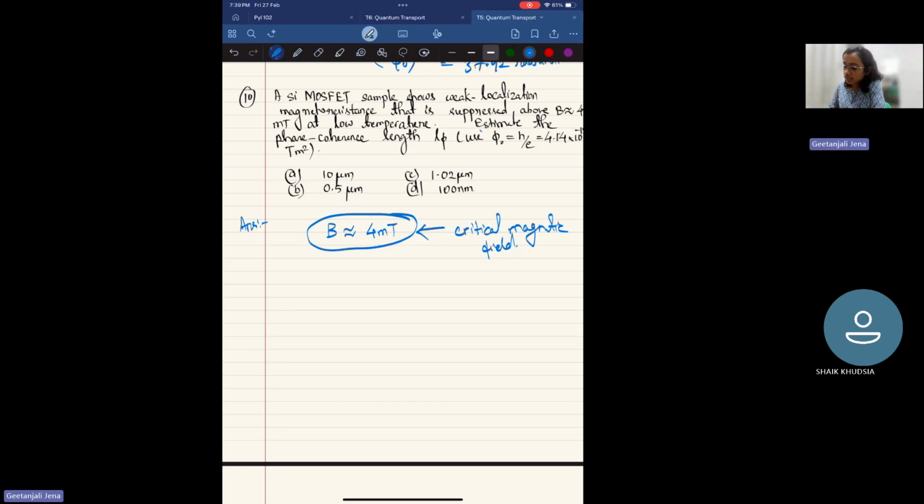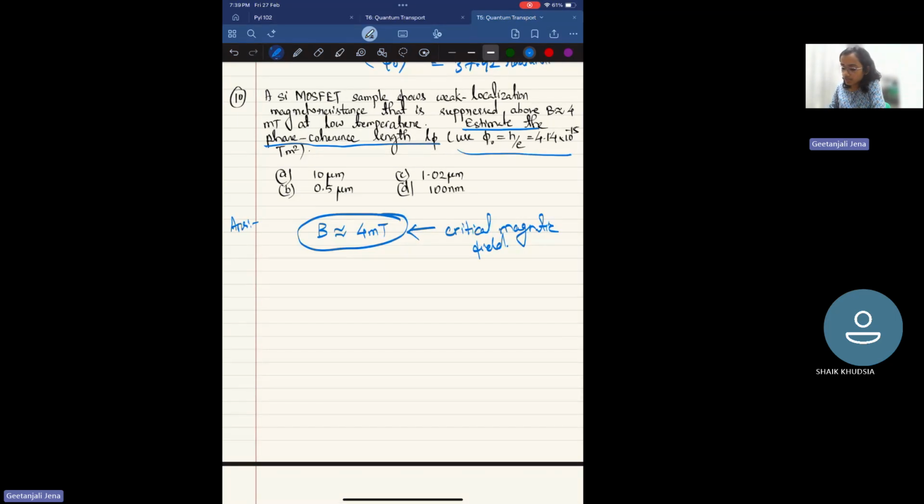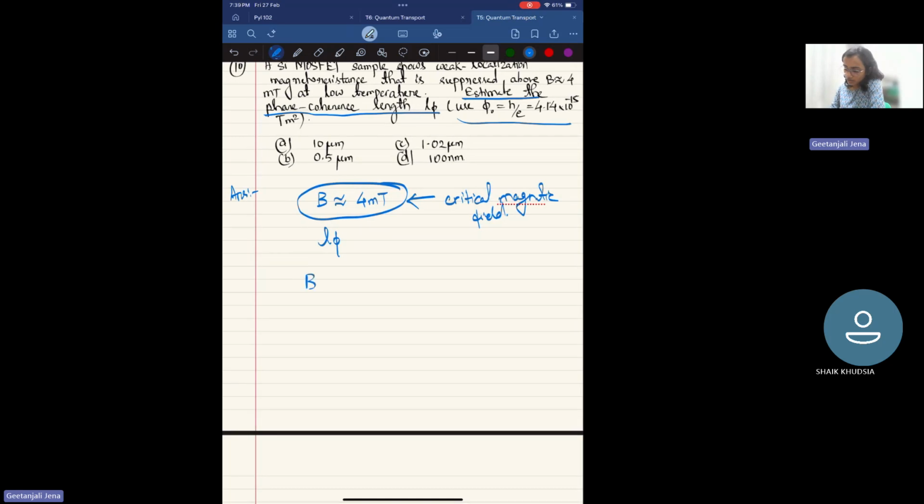Now the question is asking to estimate the phase coherence length L_phi. And it is given that you can use phi_0 as this. So we need to calculate L_phi. This is also formula based. If you recall, B_c you can write as phi_0 by L_phi square. phi_0 is known to us, B_c is also given. That means L_phi is the square root of phi_0 by the critical magnetic field.